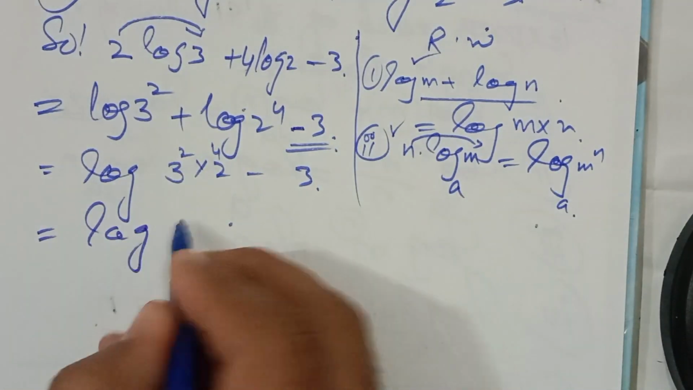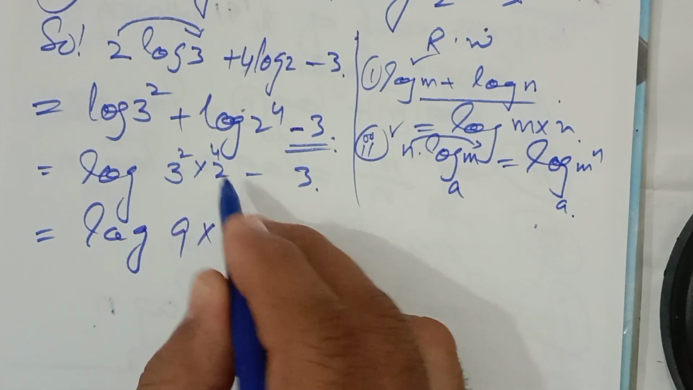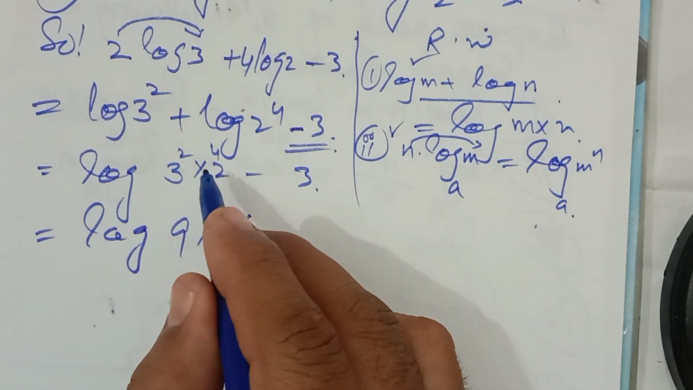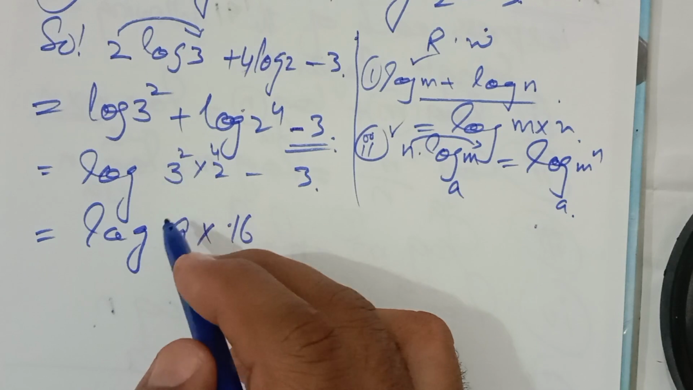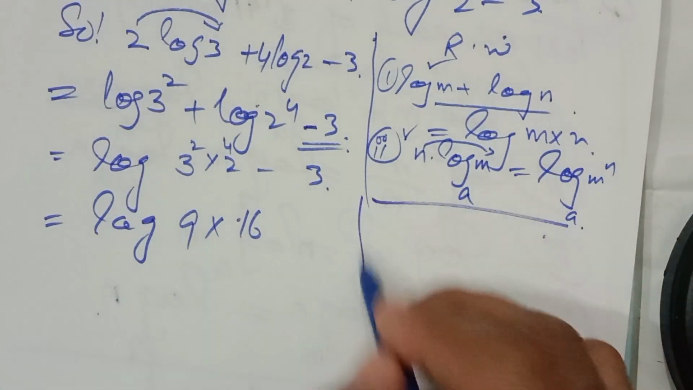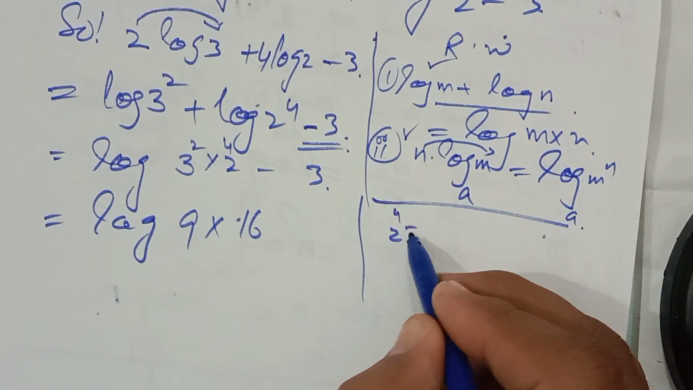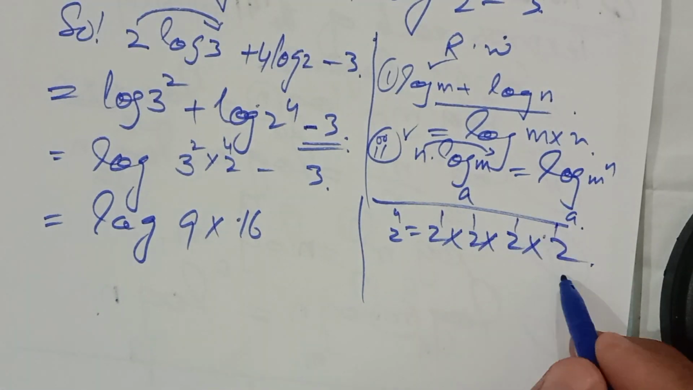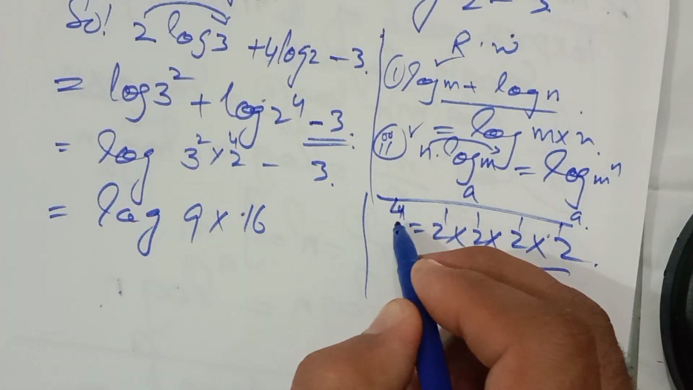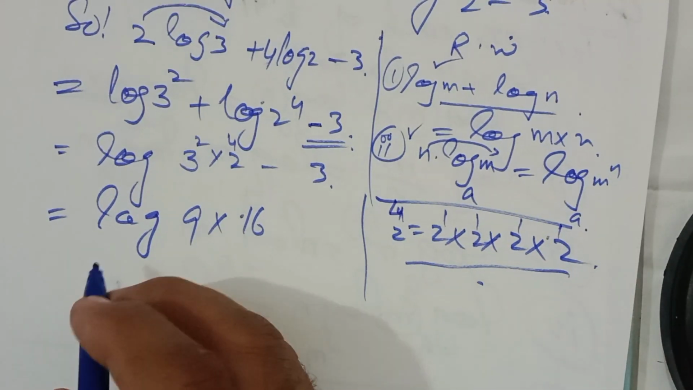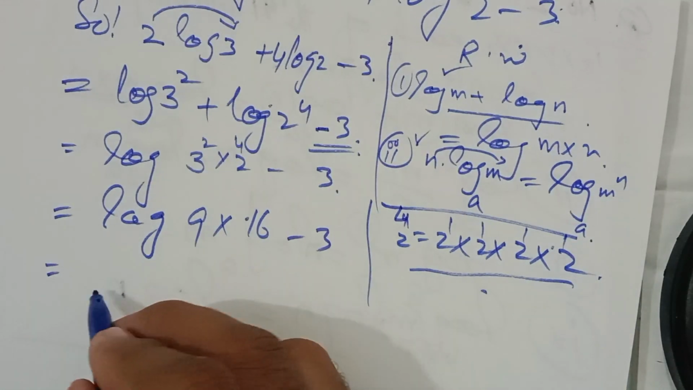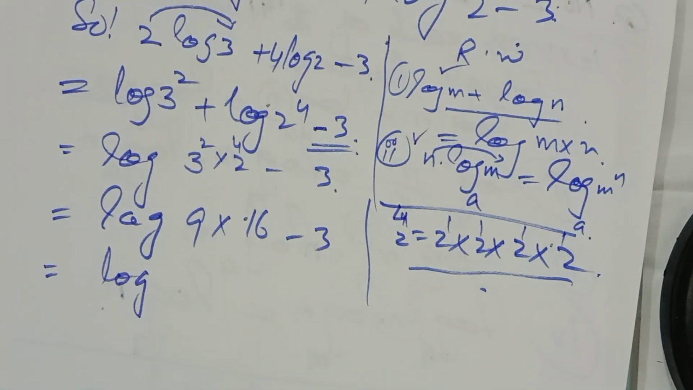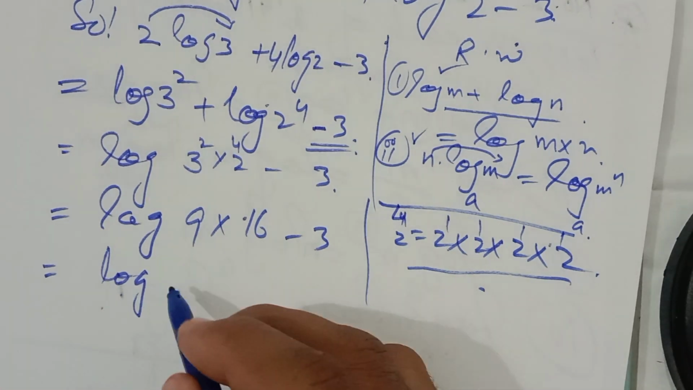So log: 3 raised to the power 2 means 9, 2 raised to the power 4 means 16, 2 times 2 times 2 times 2. First of all we will have to express 2 raised to the power 4 as 2 times 2 times 2 times 2. We can express all these values the same way due to exponential laws. So we can write minus 3 and log of 9 multiplied by 16, which is 144.